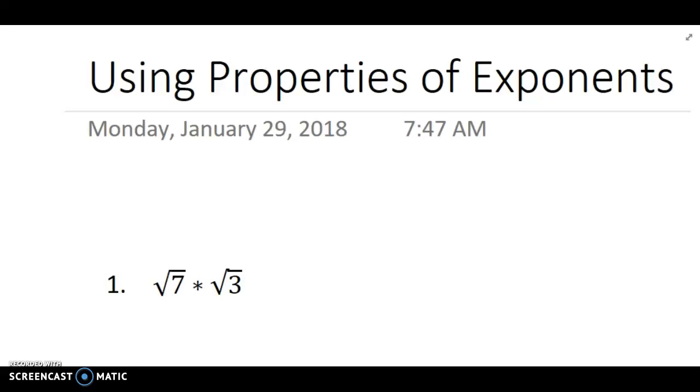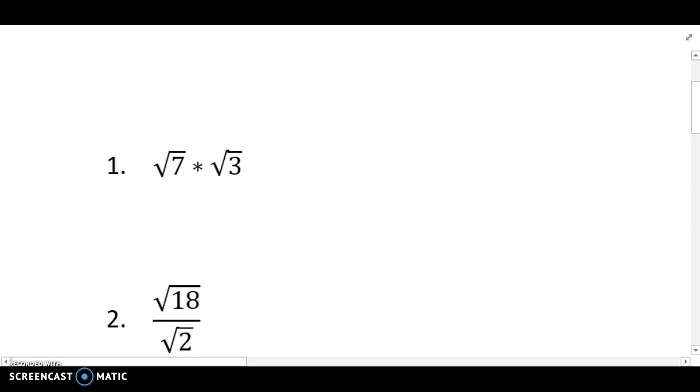Good morning. Today we're going to learn about using properties of exponents. So our central question today is, I can use properties of exponents. I can. So, a little bit of review from last time, some interesting things here.